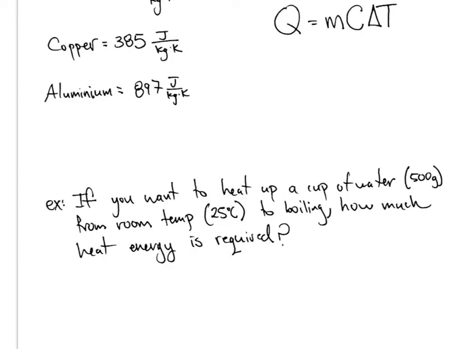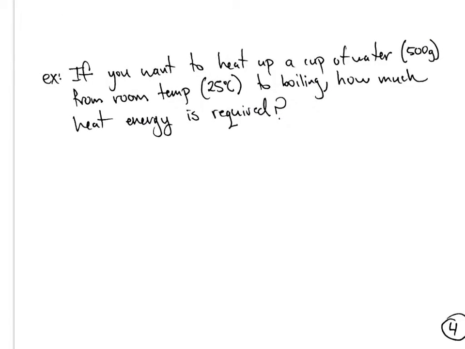Okay, here is part 3. I got cut off there by the bell in part 2, but we have the situation where we have a cup of water that has a mass of 500 grams, which is half a kilogram, and we're trying to heat it up from room temperature to boiling, meaning 100 degrees Celsius, and how much heat energy is required.